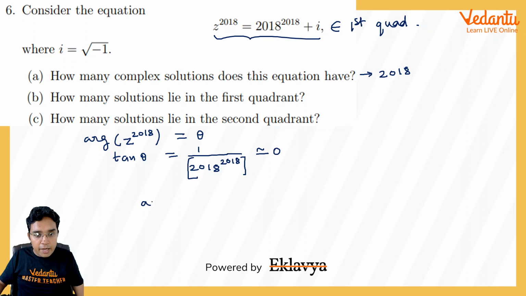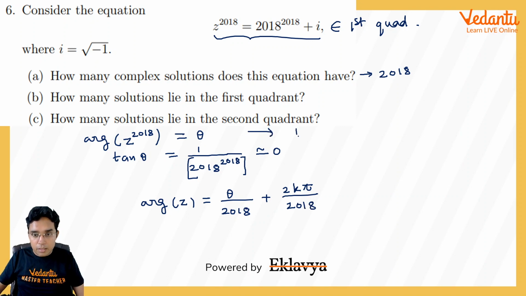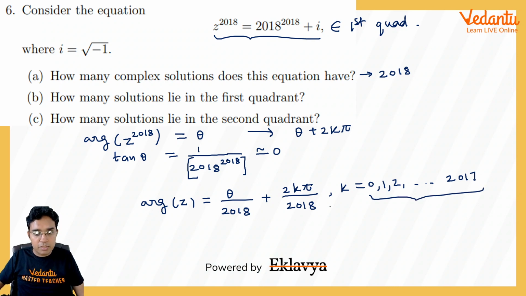Now if I need to find the argument of z, that is the number after taking the 2018th root. Roots of this, by using De Moivre's theorem, will be theta upon 2018 plus 2k pi upon 2018, because theta can always be written as theta plus 2k pi, where k can be any integer. Using De Moivre's theorem, we write k as 0, 1, 2 and so on till 2017. We put 2018 distinct values from 0 till 2017, and this will give us distinct positions of z on the Argand plane. So these are the possible arguments of z.